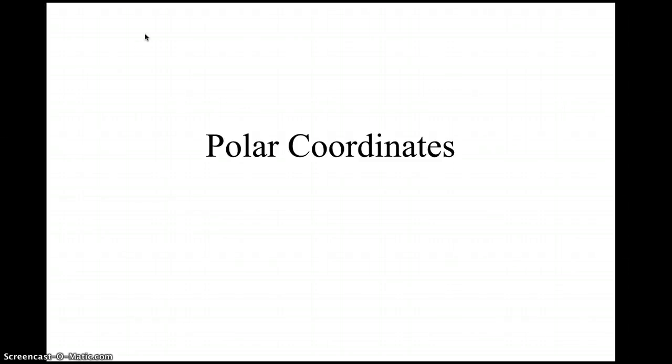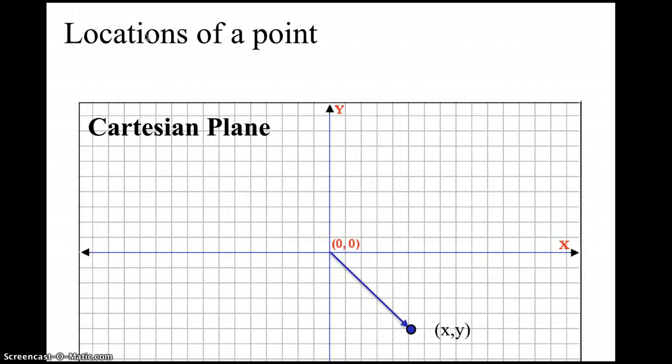This video is about how to use polar coordinates to describe the location of a point. One way to describe the location of a point is to use the Cartesian plane. The location of a point on the Cartesian plane is referred to using a coordinate point x comma y, where x is the horizontal distance from the origin and y is the vertical distance from the origin.